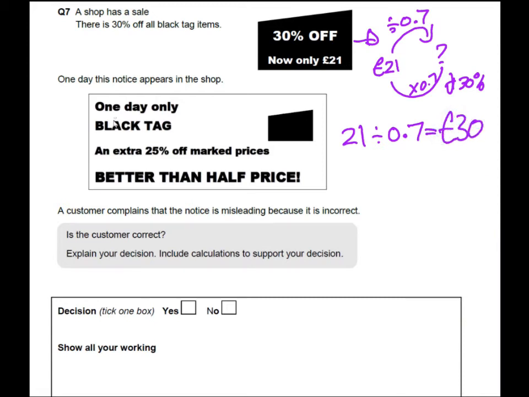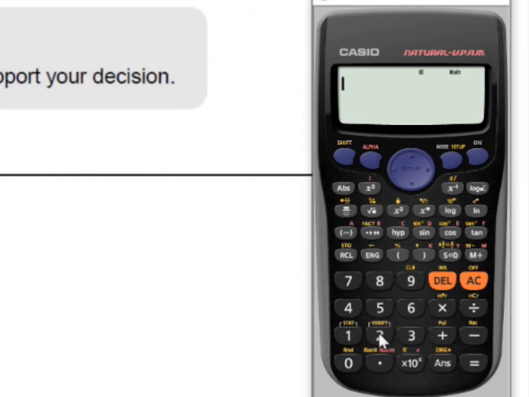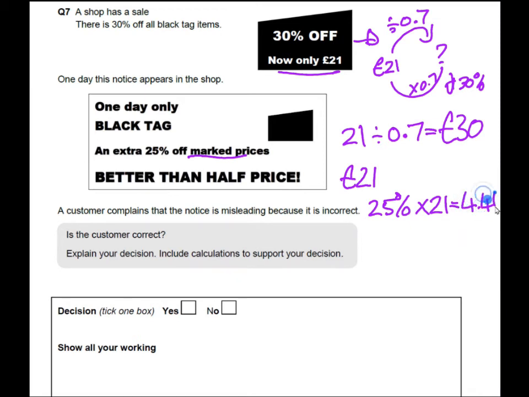Now, one day only, the black tag takes an extra 25% off the £21, because that's the marked price that we have up here. So let's do 25% of our £21, which is our tag price. You can put this straight in the calculator as it looks, not forgetting where the percentage sign is on your calculator. So on this particular calculator, it's above the left-hand bracket. And then we're going to multiply that by the £21, press SD, and it's £4.41 is an extra amount we're going to take off. So we've got £21 and we take off £4.41.